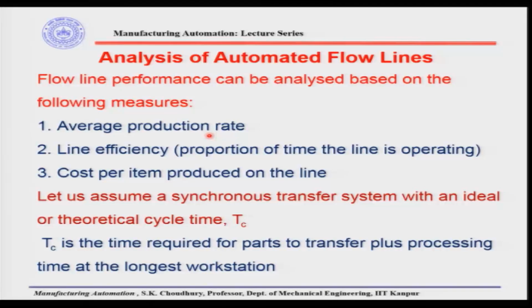Now, the automated flow lines can be analyzed based on the average production rate, the line efficiency and the cost per item produced on the line. These are the things that we discussed last time. We said that line efficiency is important because it shows us the proportion of time the line is operating. The rest of the time the line is down, and why the line becomes down, we will discuss now.